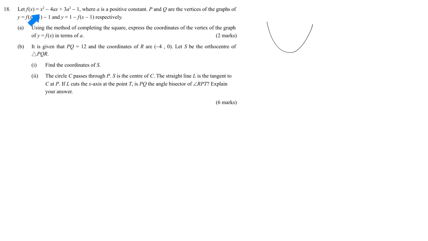So we are not talking about this function, but there is some function related to this. If this is the original function, maybe there is another function related, maybe like this, you're not sure. And then they say that P, Q is the vertex of the transformed function. This is the knowledge we have to show we know about the transformation of function. But anyway, just part A first.